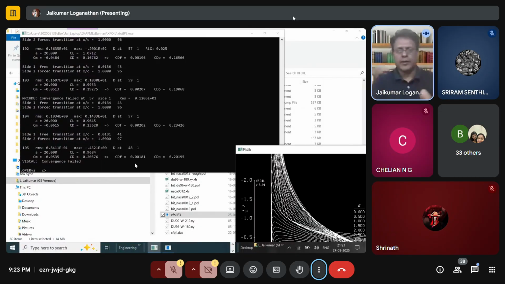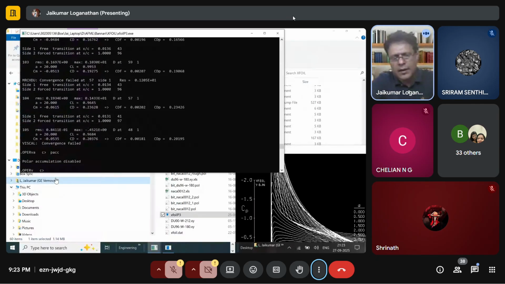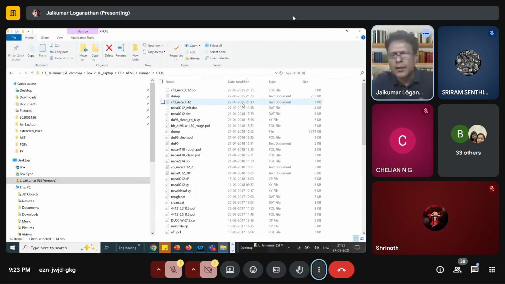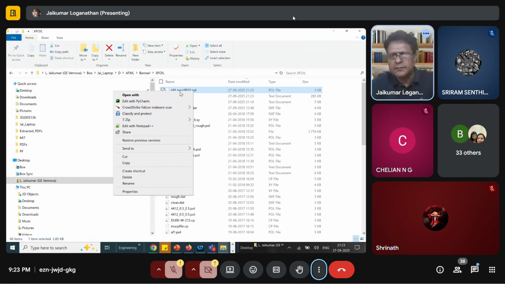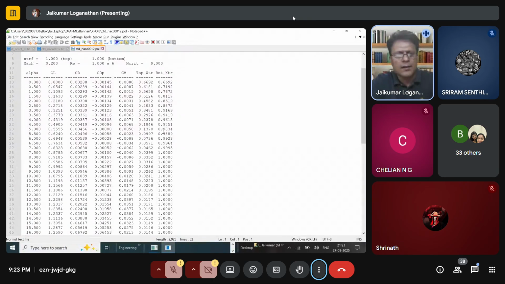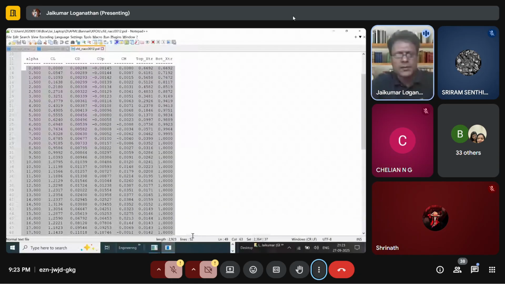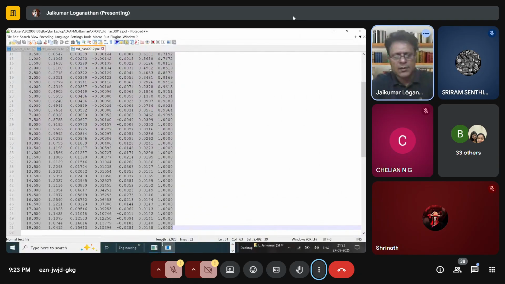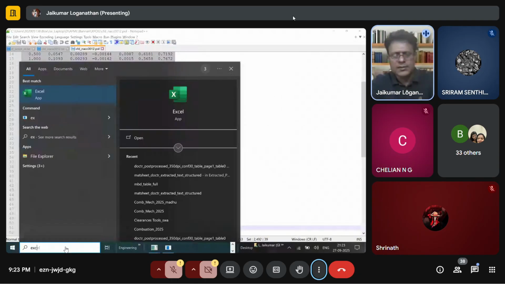We have to close that file. So once again, you have to type pacc here, polar accumulation. Now it will tell polar accumulation is disabled. Okay. So now we go here, and this is the file we just created. You see here nicely, and you can copy this and put it in an Excel sheet.